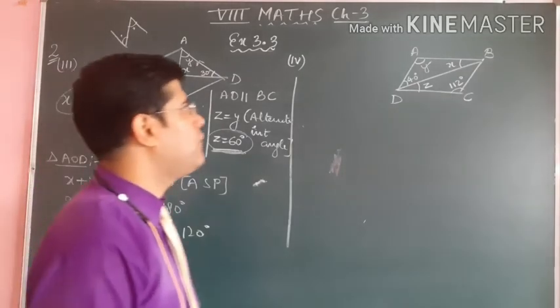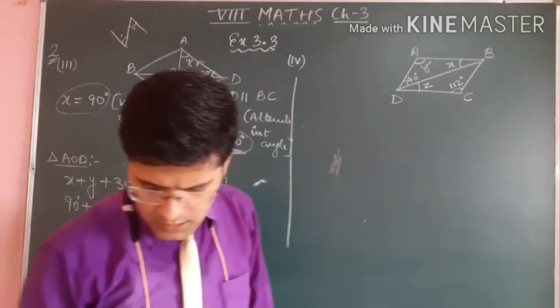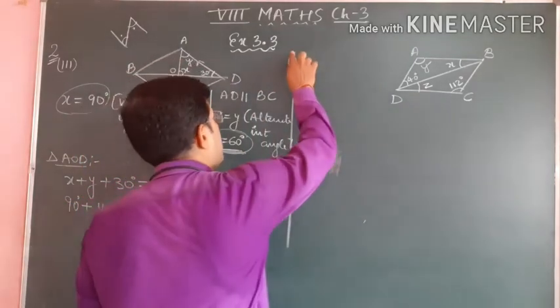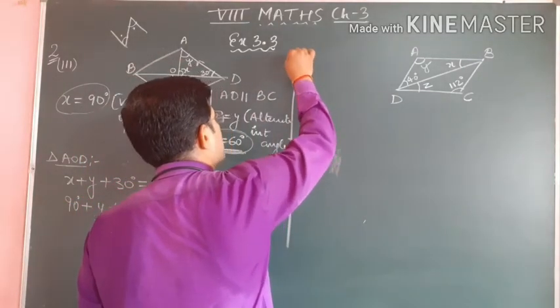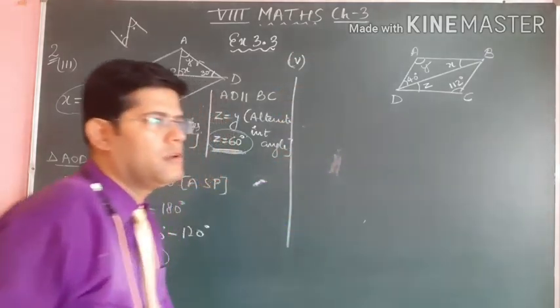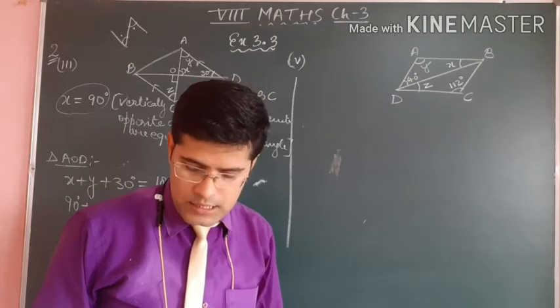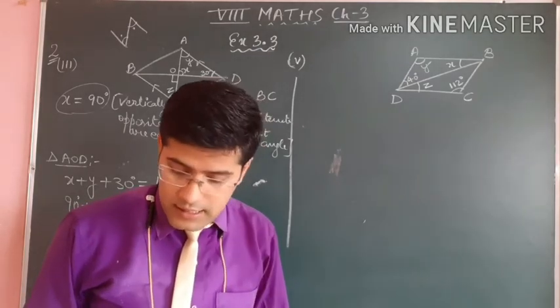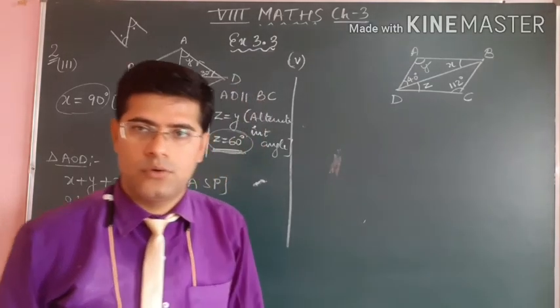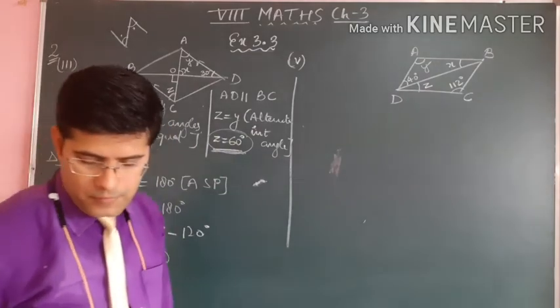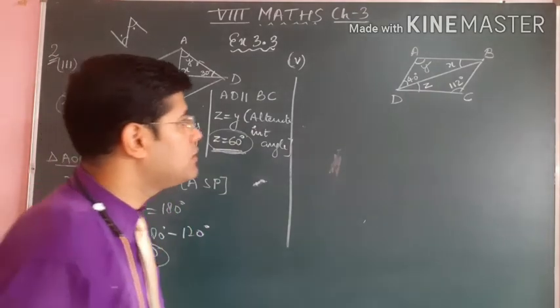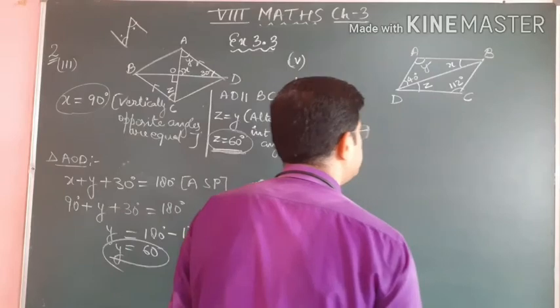Now move to the fifth part. I think it will be the fifth part. By mistake I wrote fourth. Why have I not given the solution of the fourth? Because the fourth one is exactly the same as the second, so you can do that part on your own.